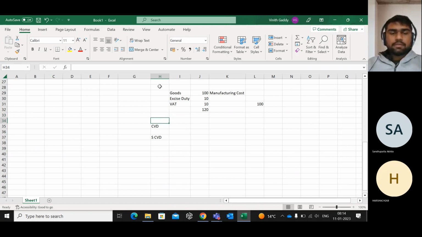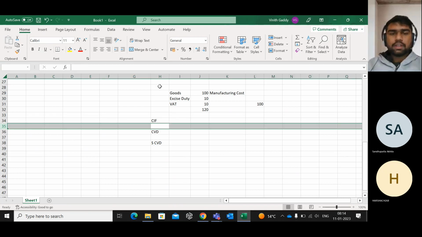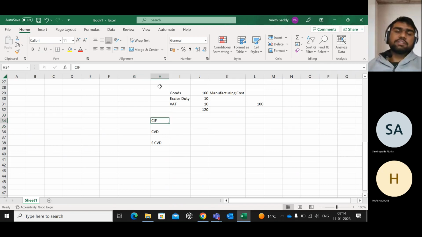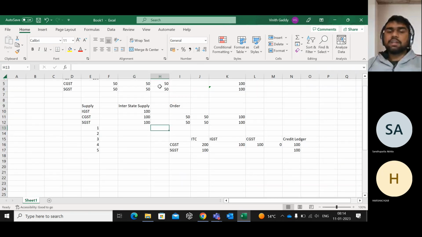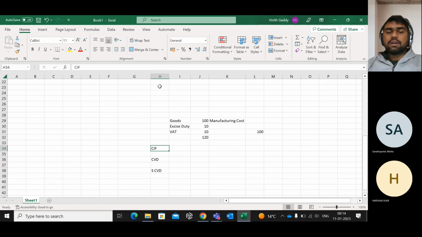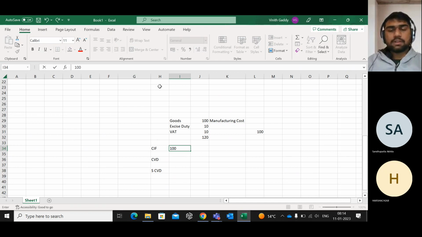So when you import a certain product from another country, the import value, that means CIF. CIF is nothing but cost, insurance, and freight. That means the cost is these 100 rupees. Let us take an example that the CIF value itself is 100 rupees. That means the transportation cost, the shipping, insurance, all amount to 100 rupees.